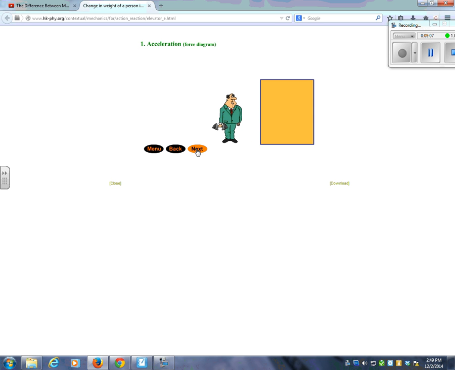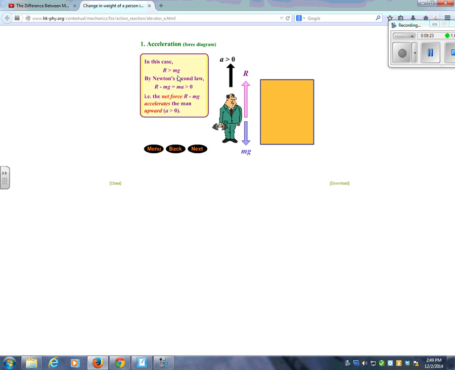The Earth's gravity pulls on the man. This is just the man's weight, mg, when he's at rest. The normal force exerts a force R on the man, so it's a greater force. In this case, R is greater than mg. By Newton's second law, R minus mg is equal to ma, greater than 0. The net force accelerates the man upward.